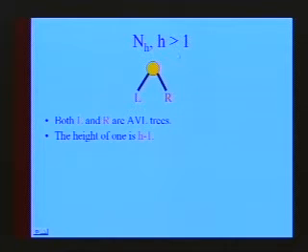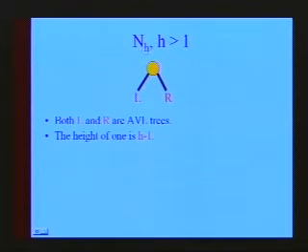The height of the whole tree is h. So we know that the height of the left subtree is at most h minus 1, and the height of the right subtree is at most h minus 1. And one of the two has to be h minus 1. If both were h minus 2, for example, the whole thing can't be h. So one of the two has a height that's h minus 1. The other one could have a height that's h minus 1 or h minus 2.